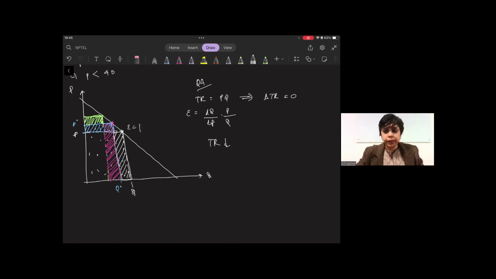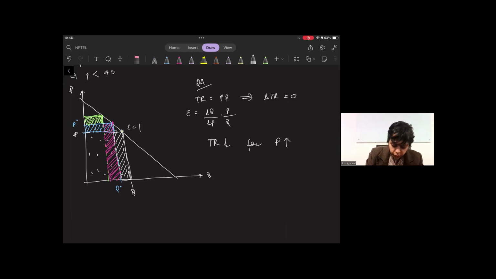For an increase in P, that is what the question is asking. So if epsilon is less than one, what happens? Price increases. What I'm explaining is the opposite. I'm talking about the decrease actually. So if epsilon is equal to one, if it's greater than one, if P increases, total revenue is going to decrease, right? It's not going to increase.